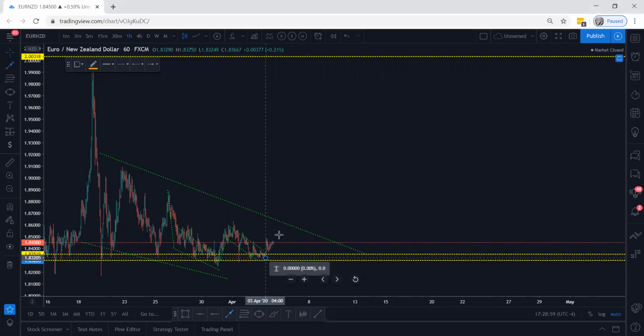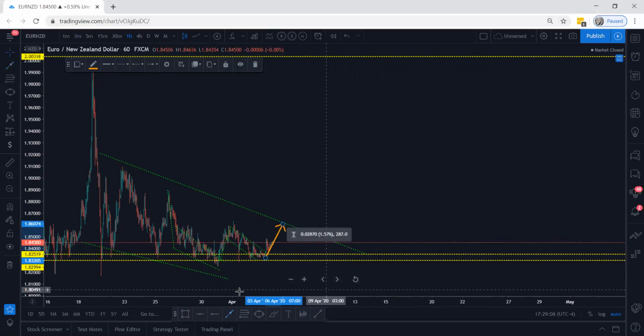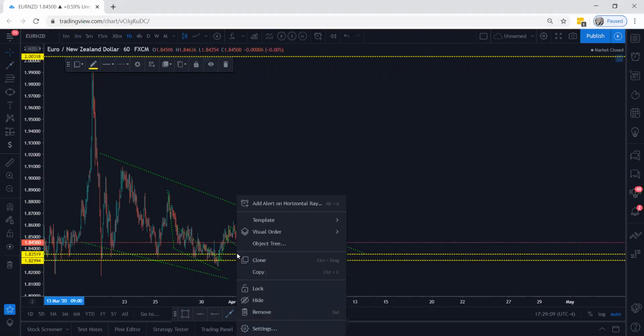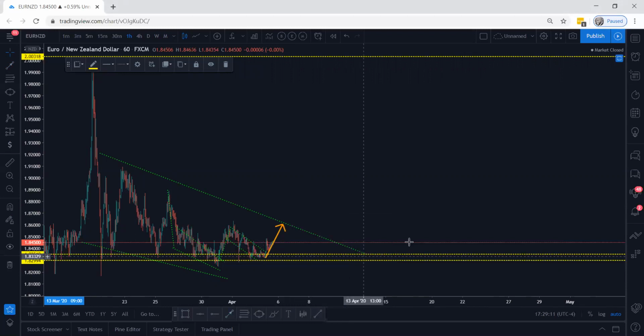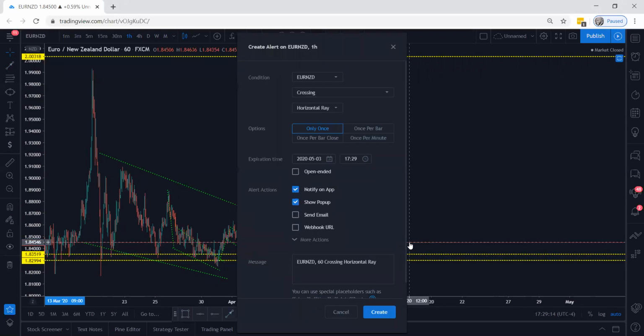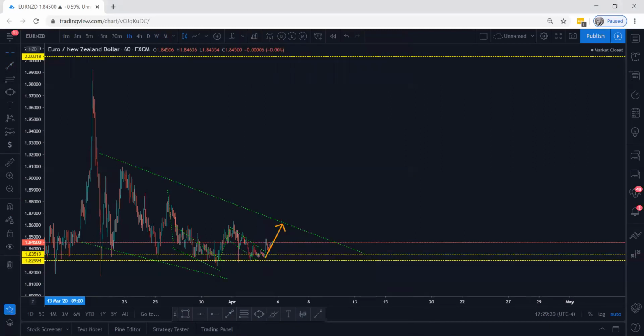So I'm looking for buys in this bottom area. I'm going to set an alert here, so that when price pulls in there, I can look for my entries. So let's take it down to the smaller time frames.